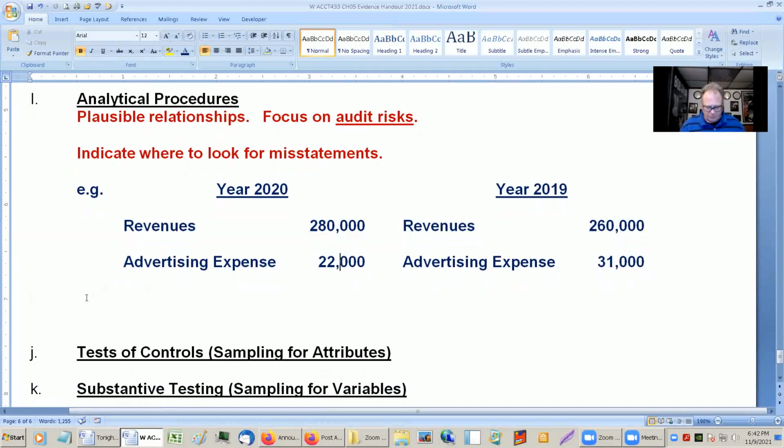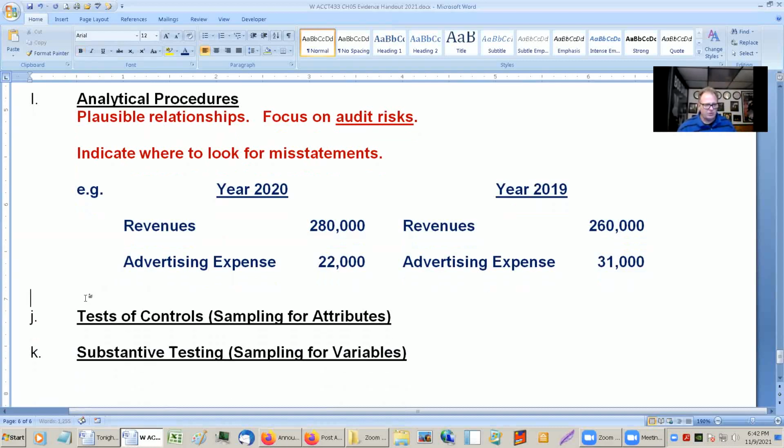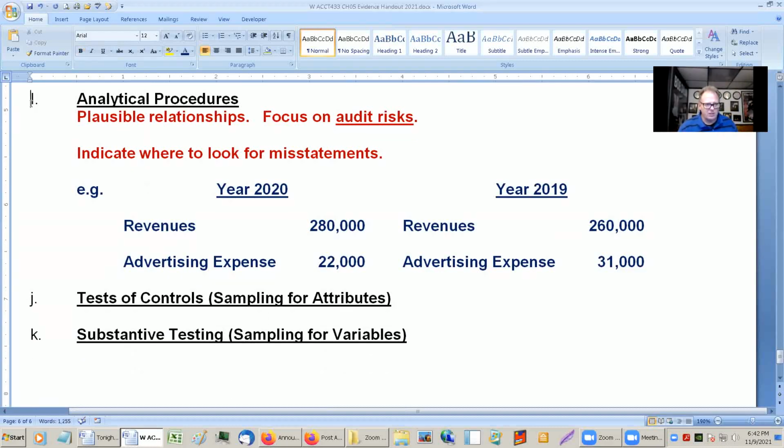So once you do these analytical procedures, coming down here, then you start setting up your test of controls, which is whether you are going to rely on the controls.